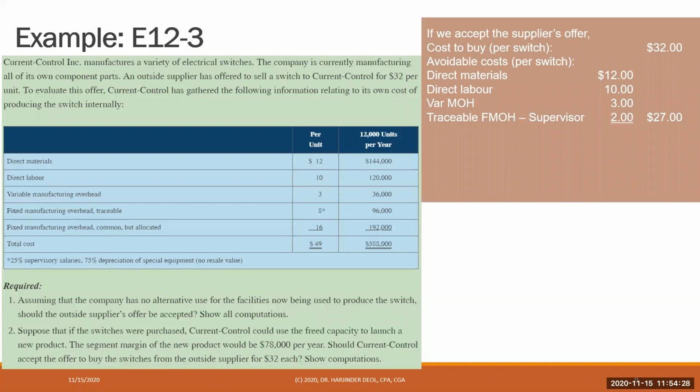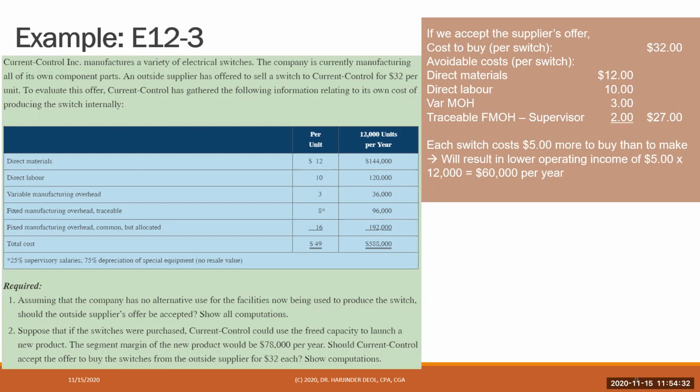When we compare $27 of the cost that we can actually save by not making to the cost that we'll have to pay to buy, $32, it ends up that each switch costs $5 more to buy than to make. Given the fact that we need 12,000 units a year, it will result in higher costs and therefore lower operating income of $60,000 a year, $5 times 12,000.